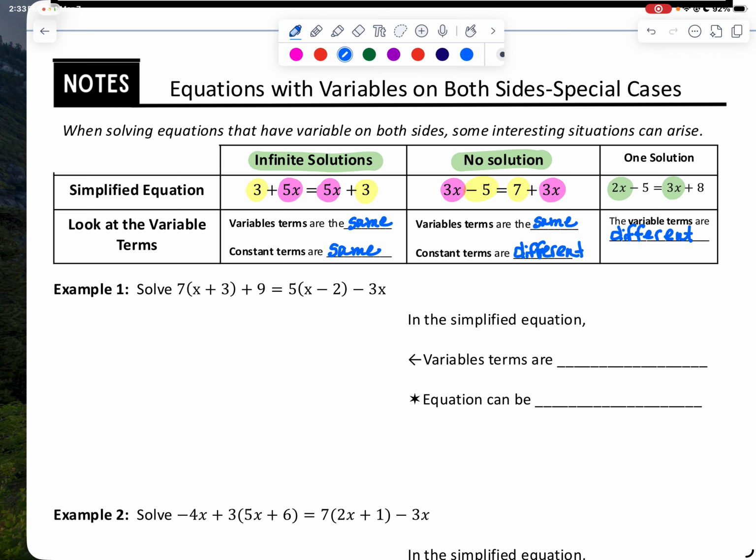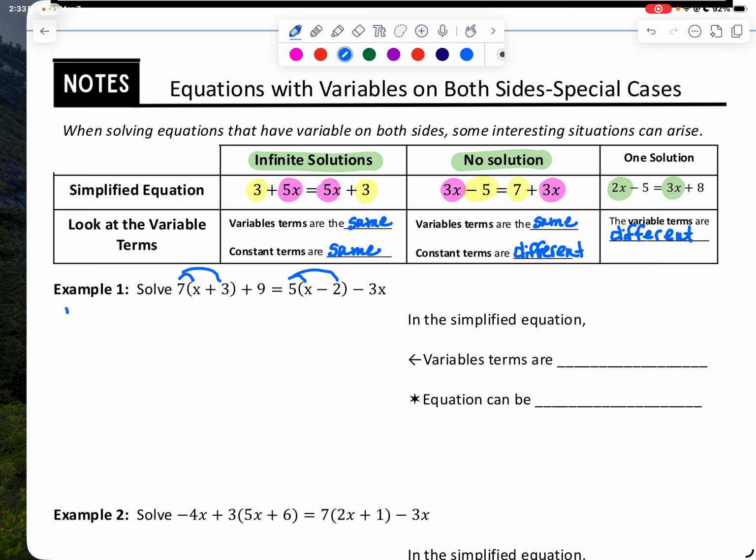In example 1, it says solve 7 times the quantity x plus 3 plus 9 equals 5 times the quantity x minus 2 minus 3x. The first thing we want to do is simplify this so that it's in its simplified form, and then we'll decide how many solutions it has. So we'll start off by using our distributive property to remove any parentheses.